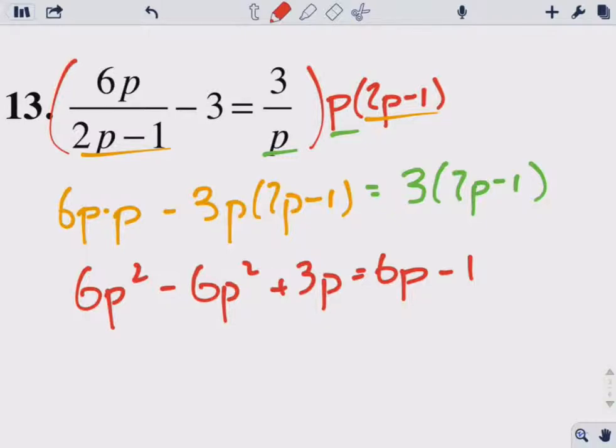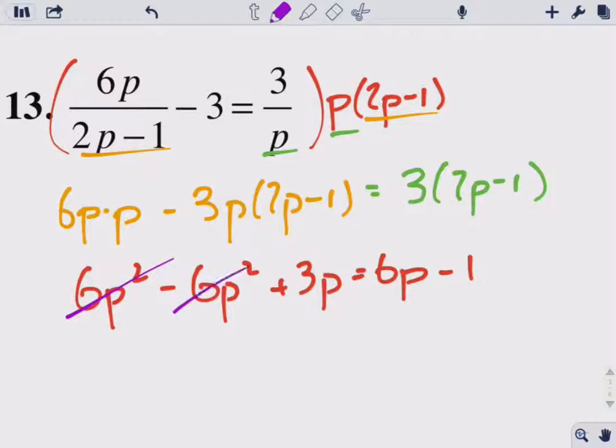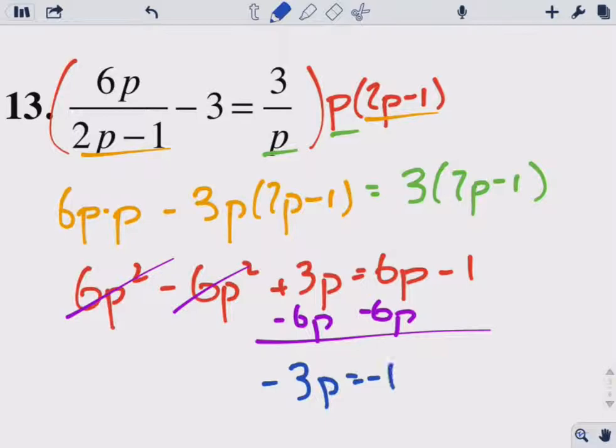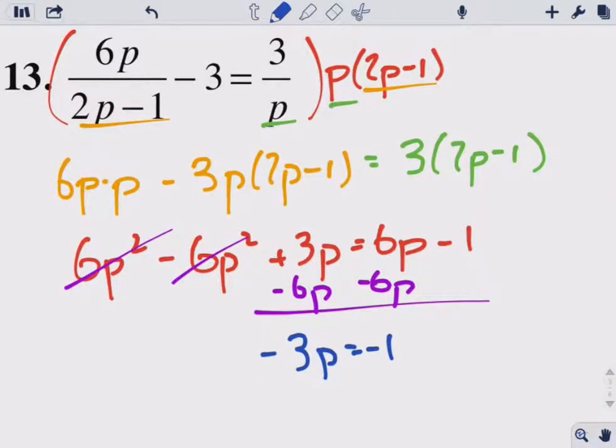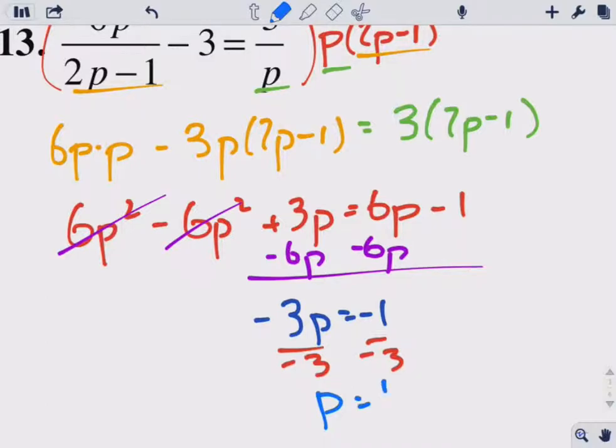Alright, and so going from there, some stuff cancels, those things cancel. Then I'm going to subtract the 6P over, and I get negative 3P is equal to negative 1. So divide by the negative 3, and I get an answer of P is equal to 1/3.